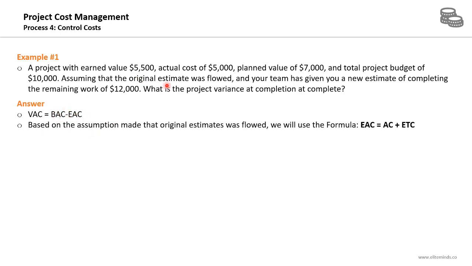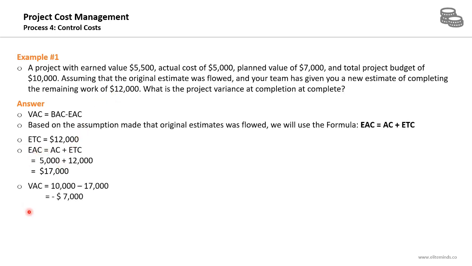Budget at completion was given in the question. It's $10,000, the project budget. It is the budget at completion. Estimate at completion was not given, but based on the assumption made, it's the AC plus ETC. AC is given, it is $5,000, and ETC was given by the team, it's $12,000. So the estimate at completion is $17,000.